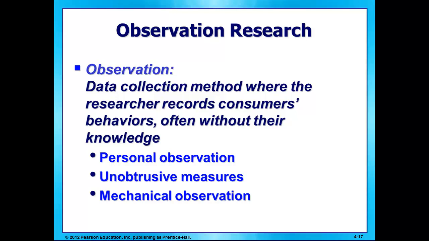Unobtrusive measures might include things like going through people's garbage to see what sorts of things they throw out, and the mechanical would be online, like the cookie data.